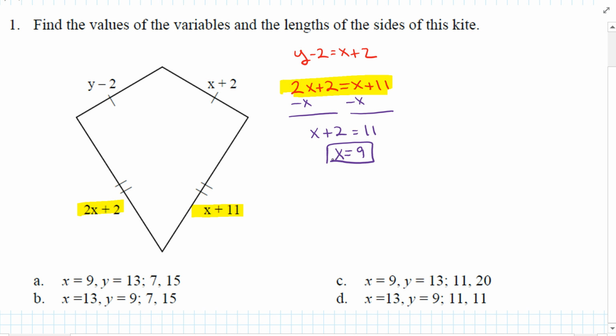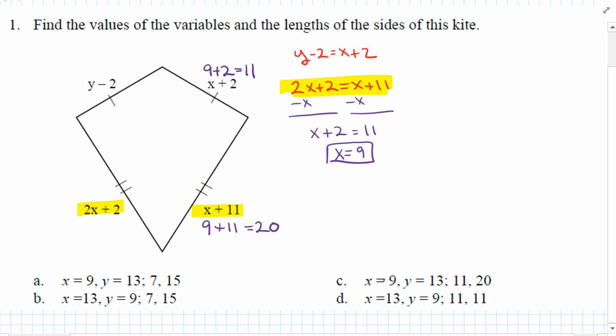Okay, so it said find the side lengths. Well, this side length right here would be 9 plus 11, which would be 20. This side length up top would be 9 plus 2, which would be 11. So we need side lengths of 11 and 20, and x equals 9.